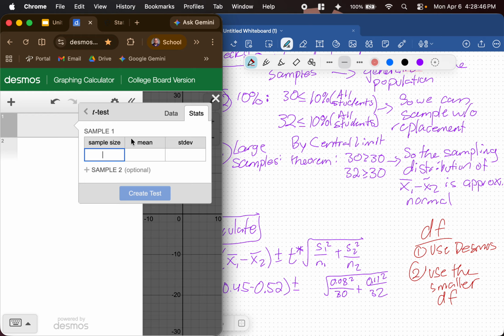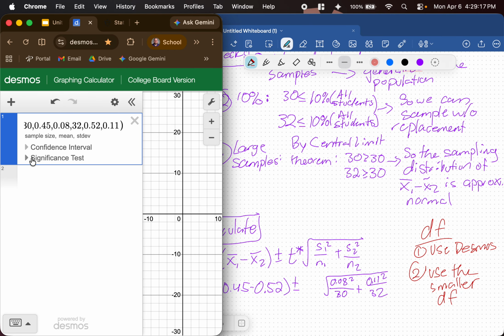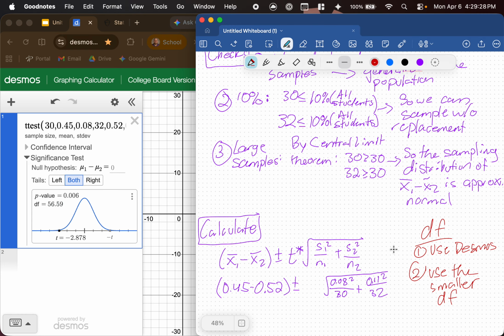Inference, t-test. Again, we have the statistics here. So a sample size of 30, a mean of 0.45, standard deviation of 0.08. Don't forget we have a second sample. It is important to Desmos. Sample 1 is your first one. Sample 2 is your second one. You do want to make sure you have it going in the correct way here. Make sure you also put things in the correct spots. So, create test. And then again, we're not doing a significance test, but under significance test, we can use that degree of freedom. If we use Desmos, we get a degree of freedom of 56.59.